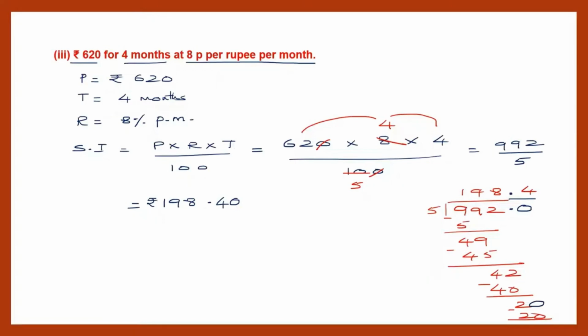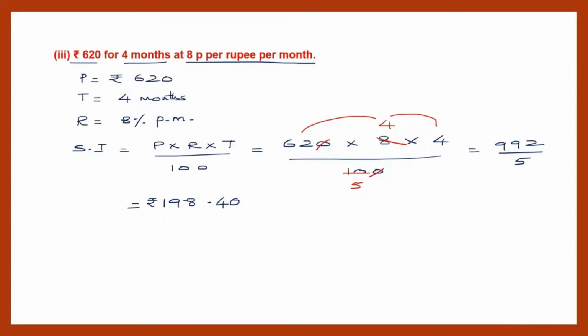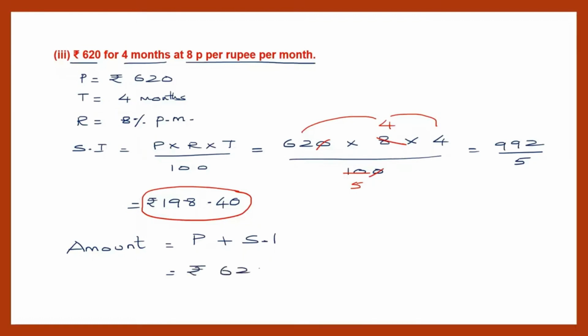So we have 198.40. So we have found the simple interest. Now we have to find the amount. To find the amount, what should we do? Principal plus simple interest. So principal is 620 rupees. And the simple interest which we just found is 198 rupees and 40 paise. So let's add this up.